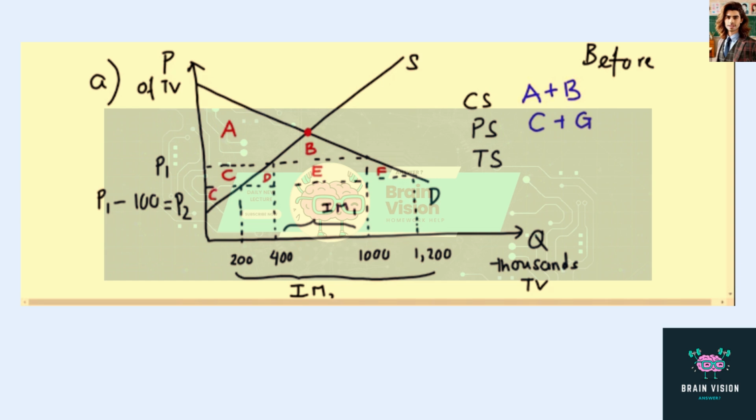G should be here. Total surplus is A plus B plus C plus G. So total surplus is the sum of consumer surplus and producer surplus. The initial level of imports is shown as IM sub 1.